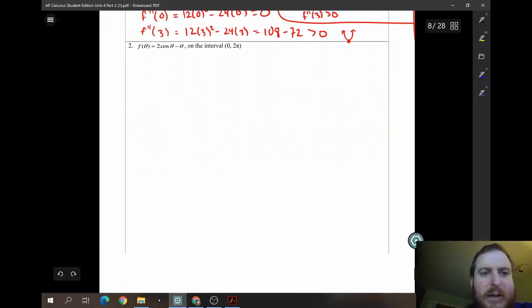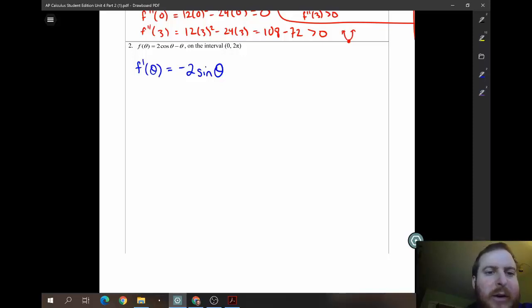Okay, next one has to do with trig, which obviously can be a little bit tougher, but it's something we need to practice. So f prime of theta equals the derivative of cosine, which is negative sine. The 2 is a coefficient, so it's just going to stay. So -2 sine theta. And then we don't need to do the whole d theta dt because this isn't a rate, right? We're taking the derivative with respect to theta in this case. And then the derivative of theta would be -1.